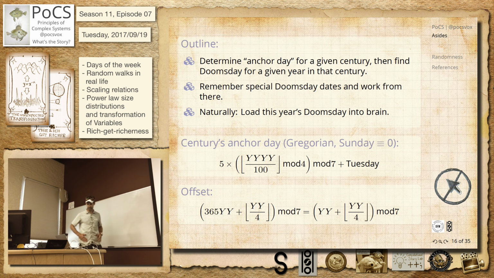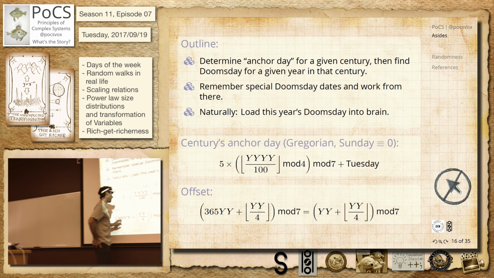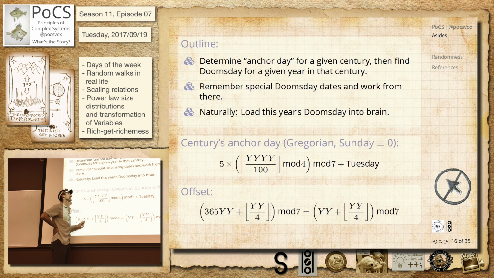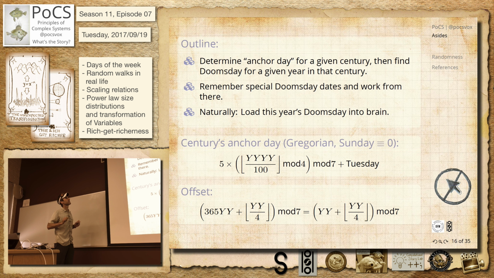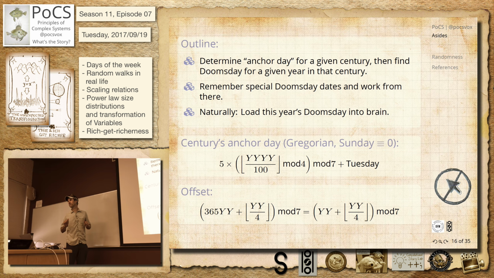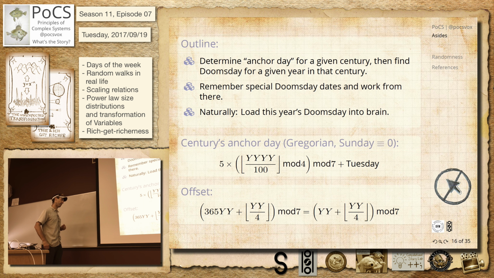Did I get that right? Maybe I've got it wrong. So 69 plus 17 is 86. Yes? So it should be a 2, all right? I feel like I've got that wrong. That doesn't feel right. Should be a Friday, I think. Does it sound right? 69, 17, 86. Yes.